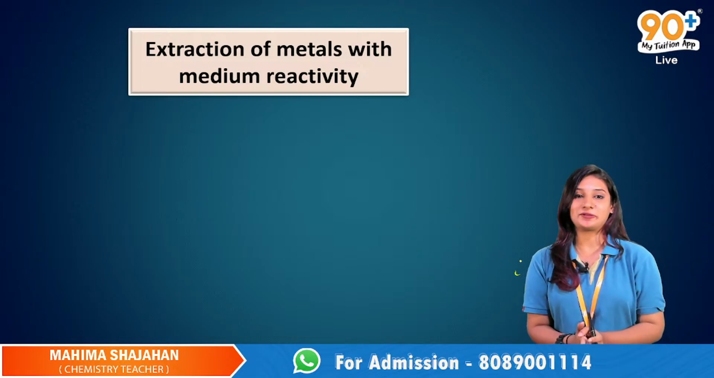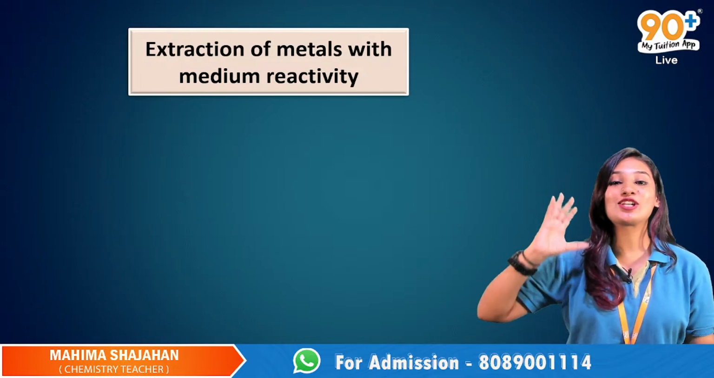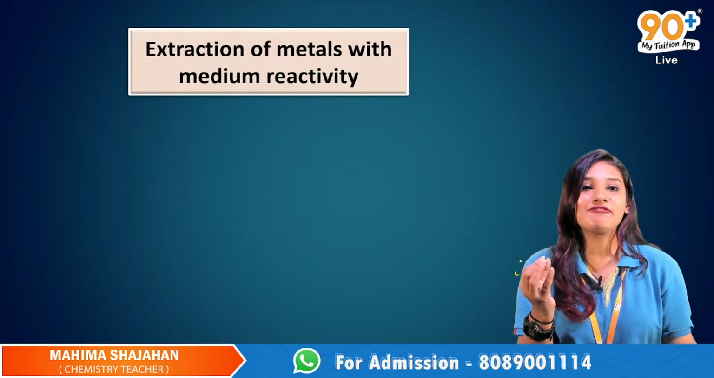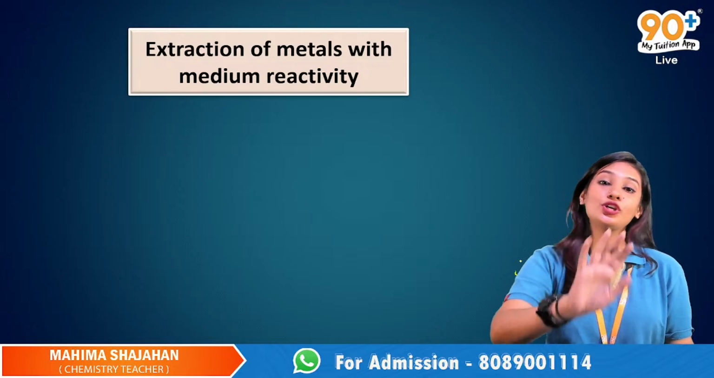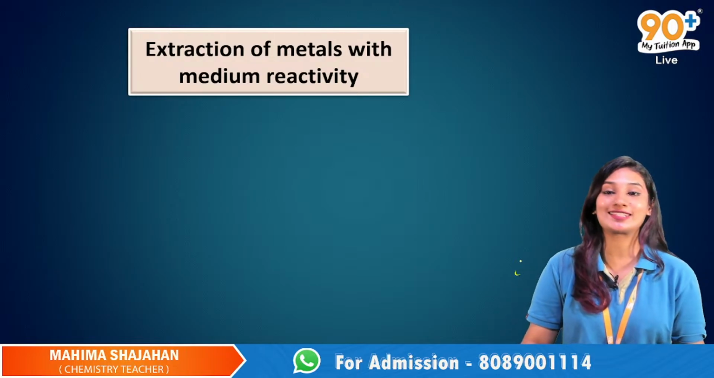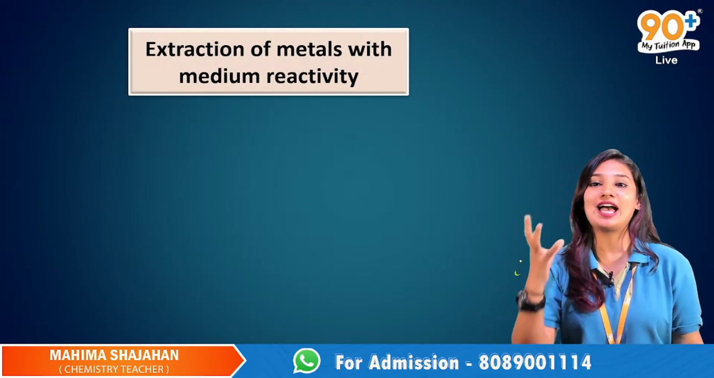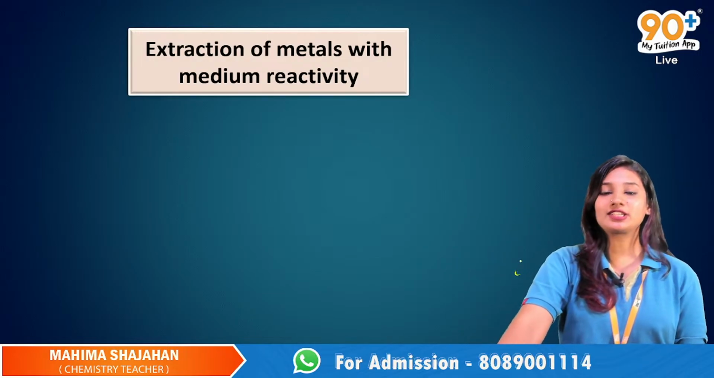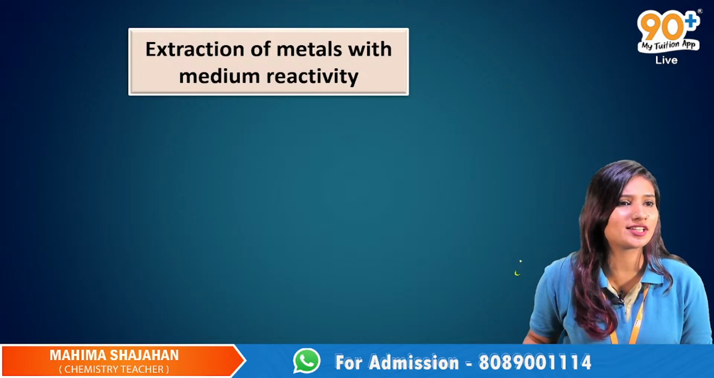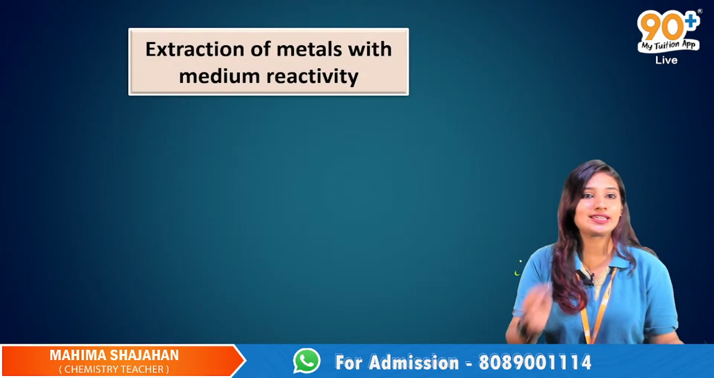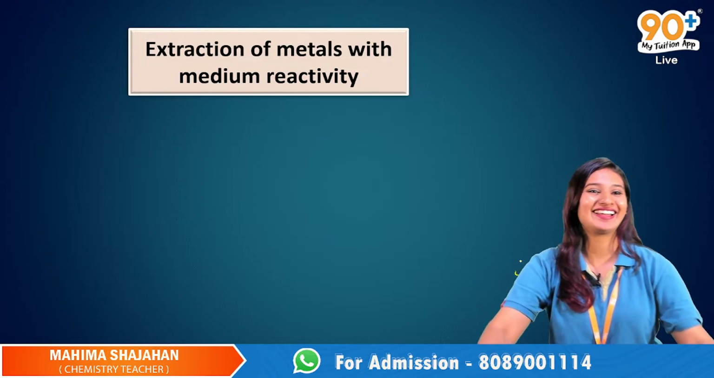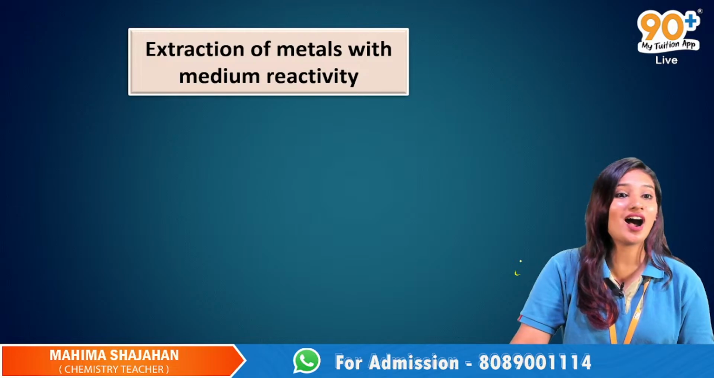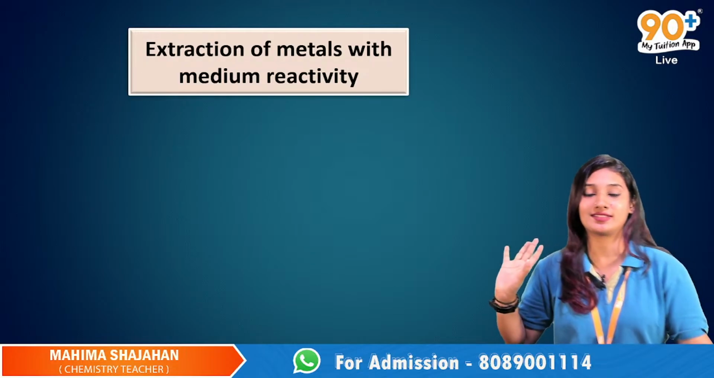So the first one, extraction of metals with medium reactivity. Now, give me some examples. No, today you will not have a chapter test, okay? Now, give me some examples for metals with medium reactivity. Come on, quickly. We have zinc. Very good. We have zinc. We have iron. Yes, lot of metals.